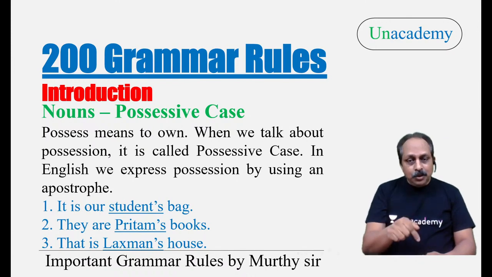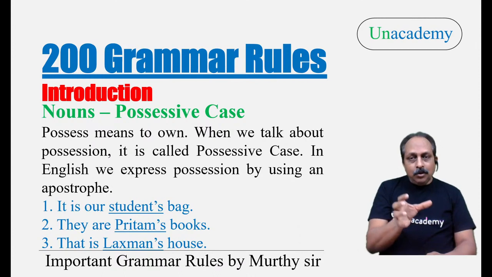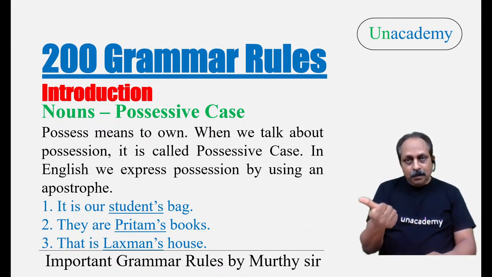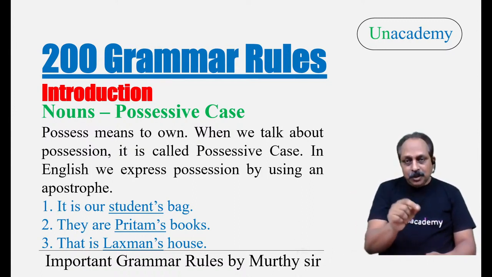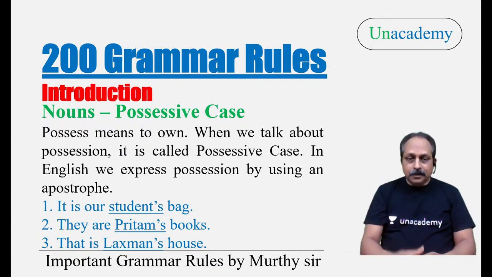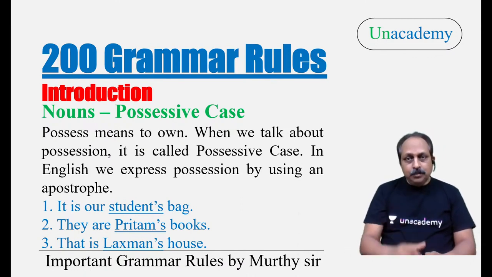It is our student's bag. The bag belongs to one of our students. And I want to talk about the ownership or possession. The student possesses or owns the bag. How do I express in English? It is our student's bag. Student apostrophe S bag. They are Preetham's books. Books belong to Preetham. Preetham owns those books. How do I express in English? They are Preetham's books. That is Lakshman's house.